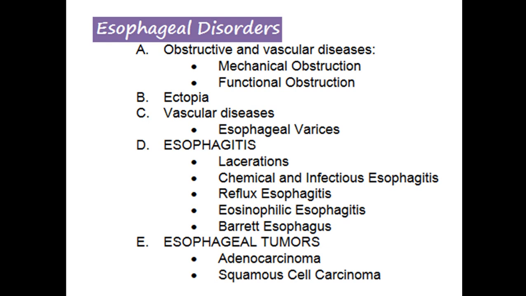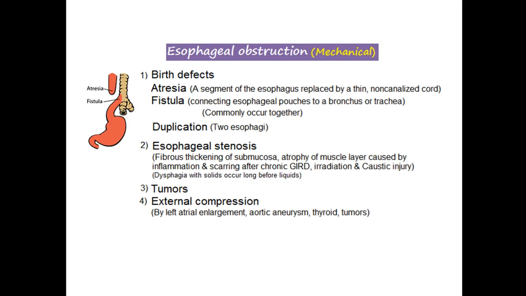Next to esophagitis, we will discuss the various tumors that occur in the esophagus, and the most important are adenocarcinoma, cancer of the glandular epithelium, and squamous cell carcinoma, which is cancer of the stratified squamous epithelium. Now, mechanical esophageal obstruction most commonly is due to birth defects.